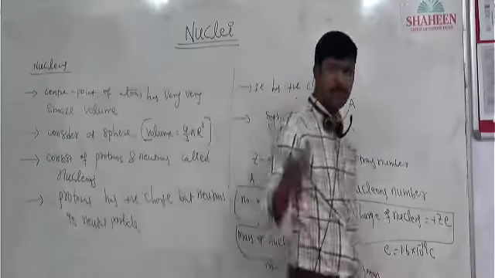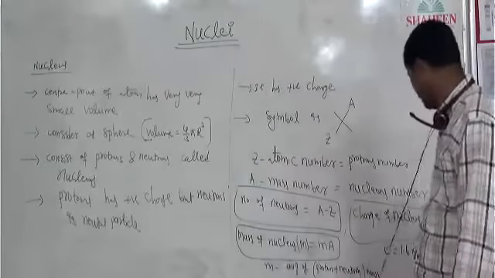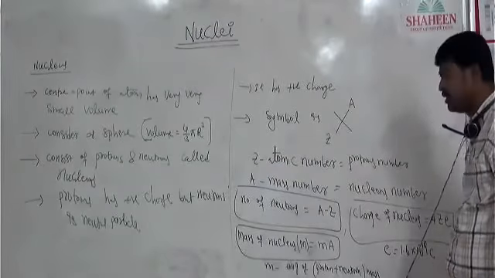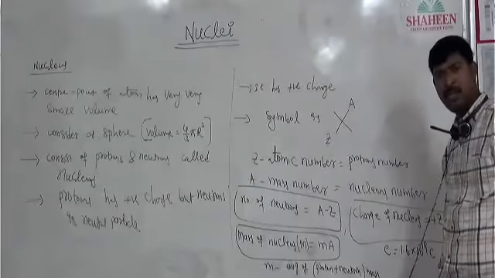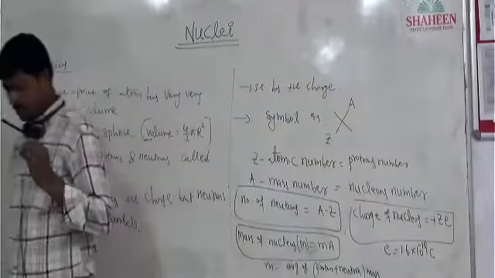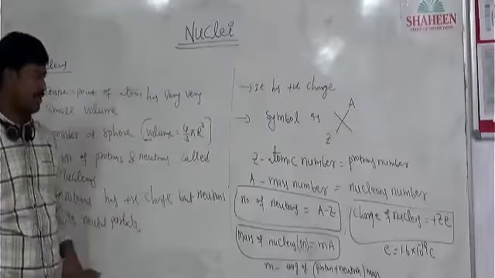Charge of nucleus: the charge is provided by protons only, that is atomic number Z into E. Positive charge, E is 1.6 into 10 to the power of minus 19 coulomb. Clear? So this is just a basic representation of the nucleus, how to represent it, and what the terminology is.